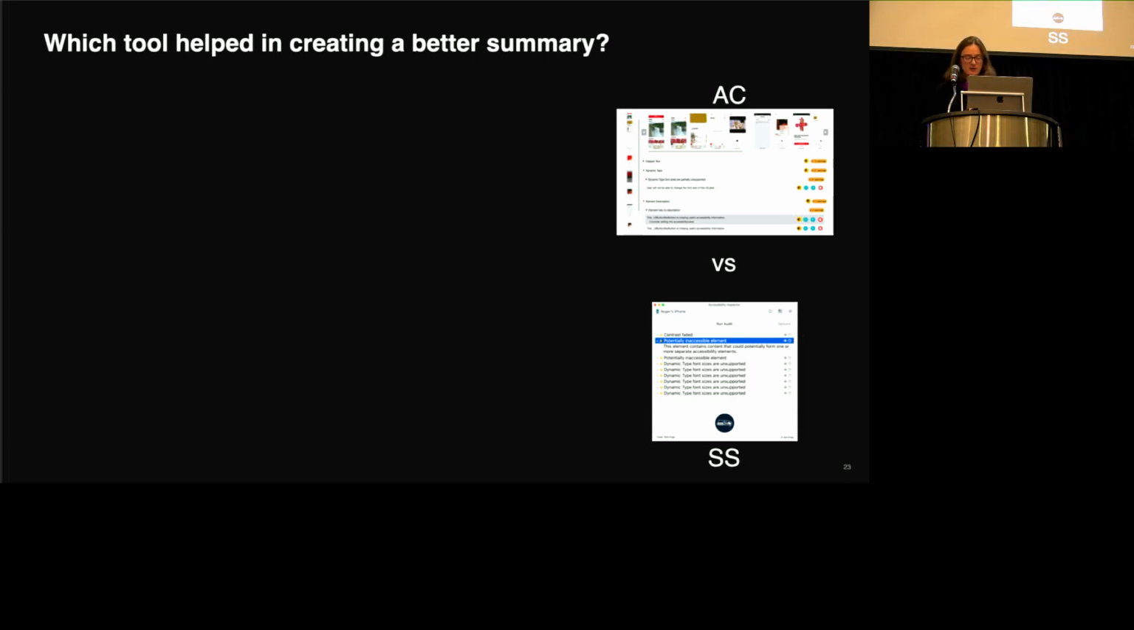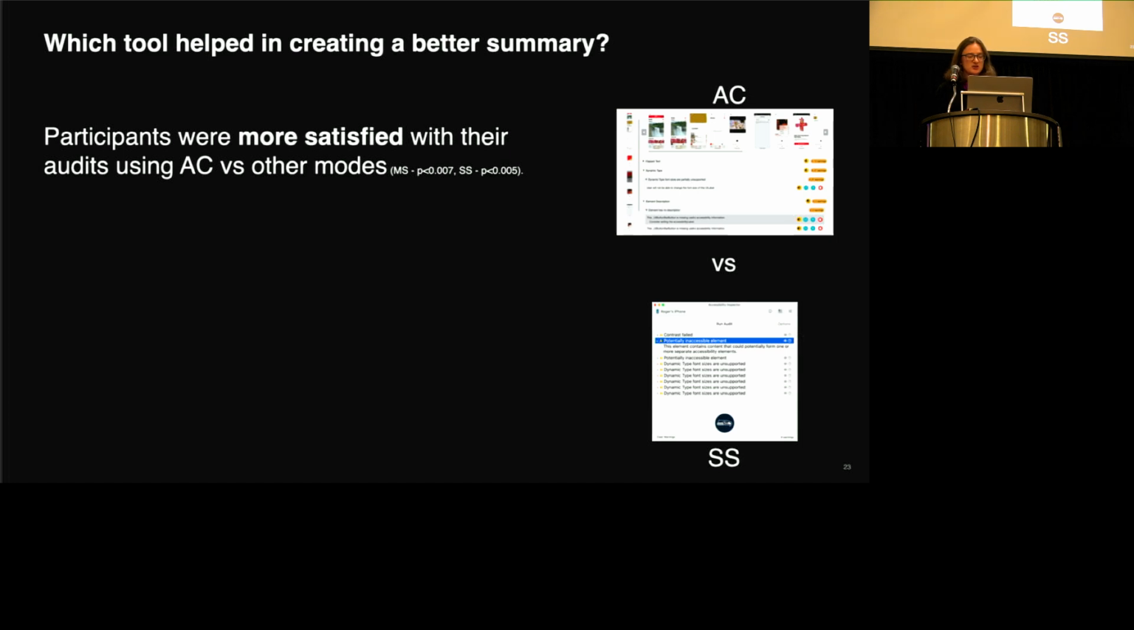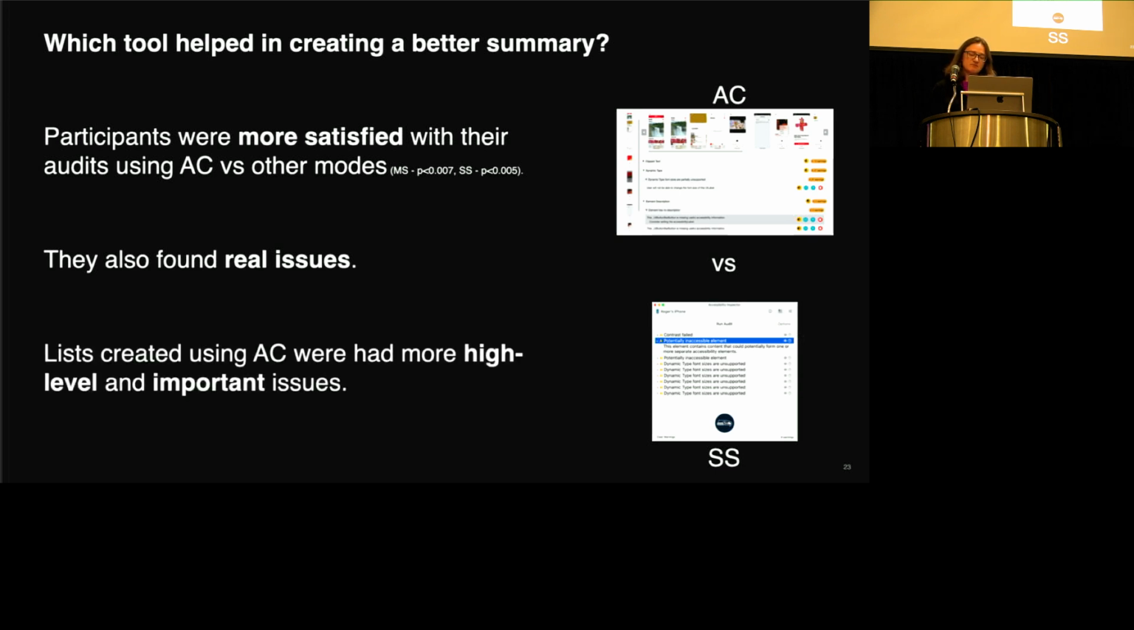And the participants were more satisfied overall with their accessibility audits and the lists they created summarizing the issues, and they found real issues, such as a lot of missing accessibility labels and major contrast issues in those apps, or even some of the apps completely didn't implement the dynamic type feature. The participants were also more able to find more important and high-level issues that summarize it across the app. We think that's because the report gives them the ability to find orders of magnitude more issues in the same amount of time.